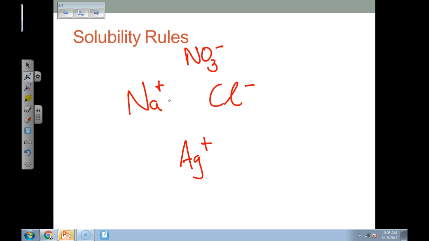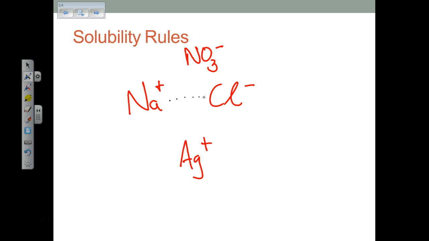So what about sodium and chloride? Are they attracted to each other? Yes, positive and negative. But when they mix, you get sodium chloride, which we know likes to be solvated, likes to have the water around it more than it likes to be together. So we know that we're not going to form sodium chloride. Well, what about sodium nitrate, NaNO3? Well, sodium nitrate is the same thing. This guy would rather be solvated than anything, so this is found as ions in solution.